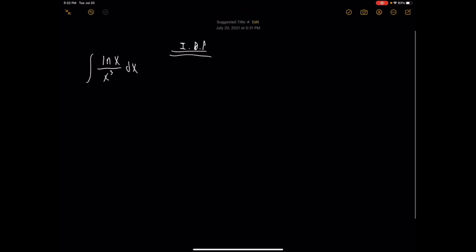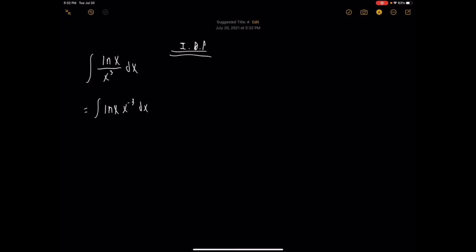So okay, for this particular example, we can actually go ahead and rewrite this integral. We can go ahead and write this as ln x times x to the negative 3, x to the negative 3 because it is on the denominator.